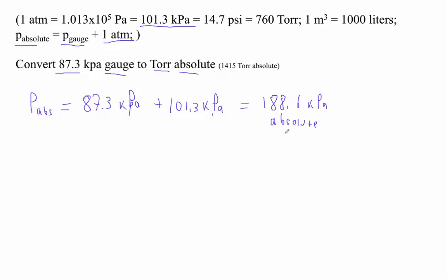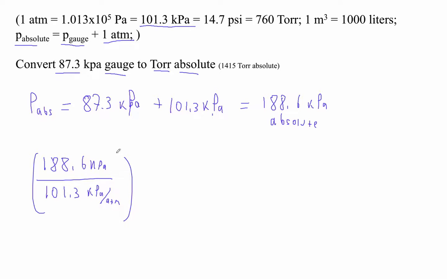All right, so now we're going to turn this into torr. Remember the steps for that: you first turn it into atmospheres. So 188.6 kilopascals divided by 101.3 kilopascals per atmosphere. We now have atmospheres; it's going to be more than an atmosphere. Then you multiply atmospheres by 1 atmosphere in the target units, so by 760 torr, and now we're set.